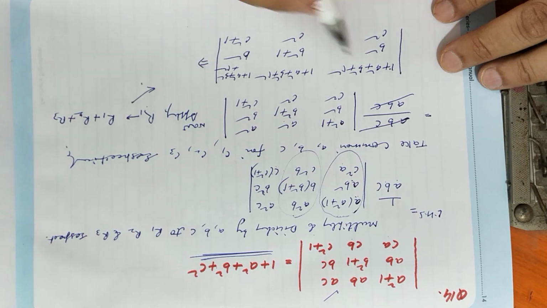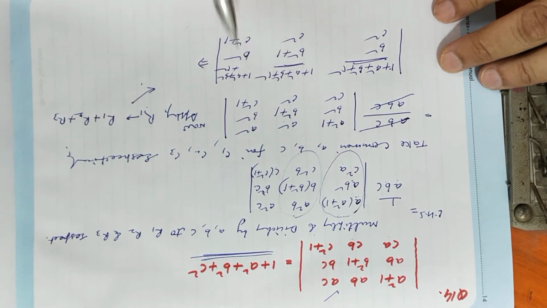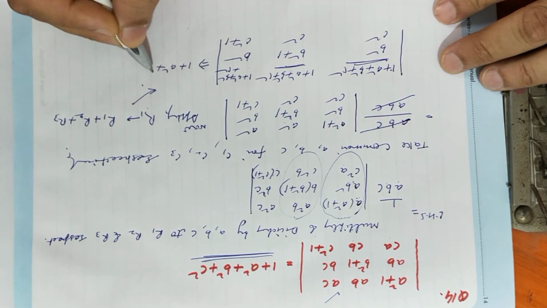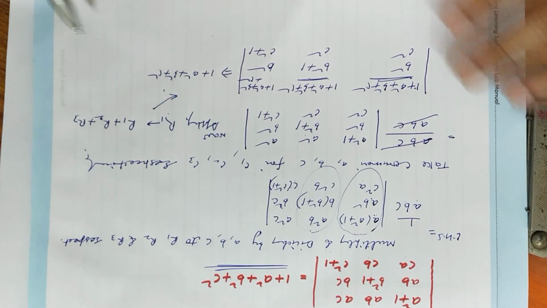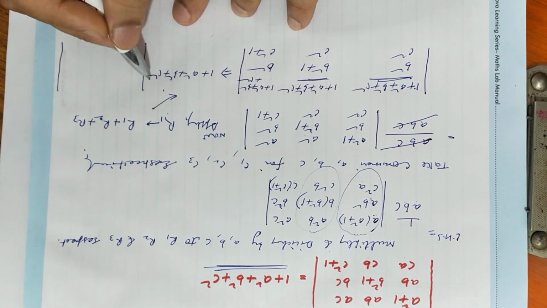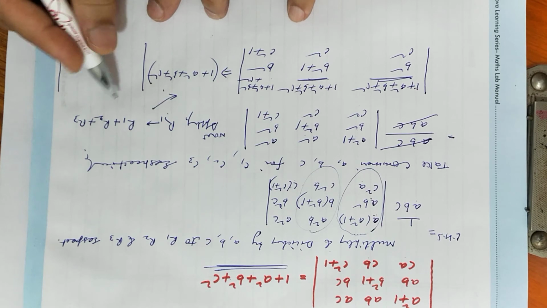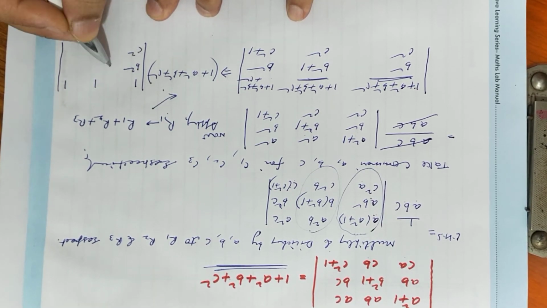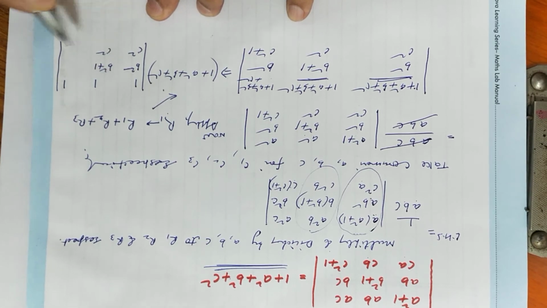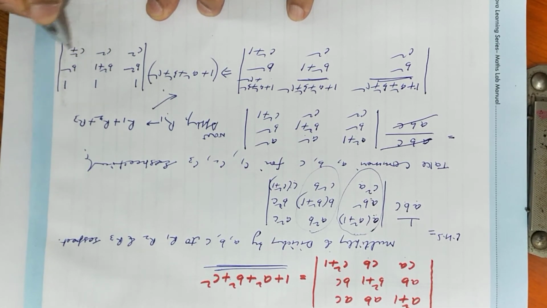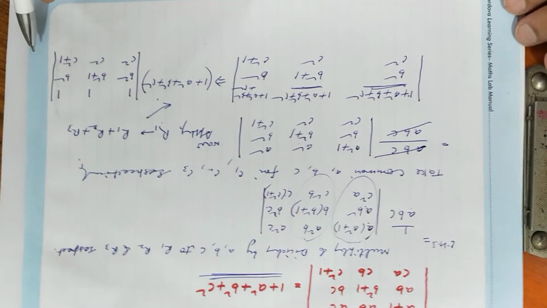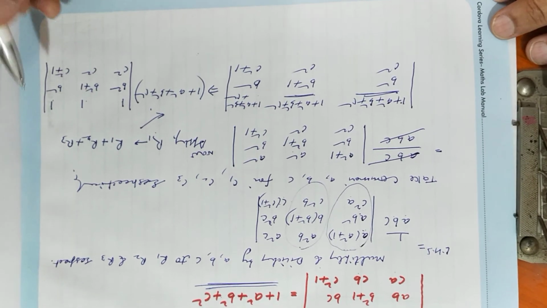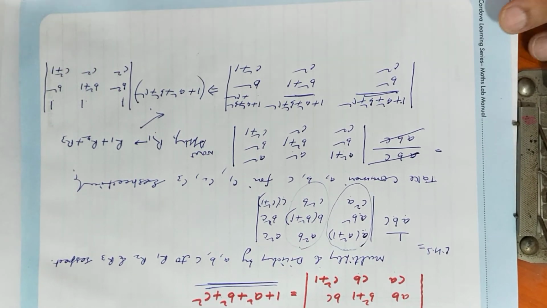Now it is the same. We can take common from R1 this thing, 1 plus a square plus b square plus c square. What is left? 1, 1, 1; b square, c square; b square plus 1, c square; b square, c square plus 1. It is left. Okay, we are getting 1. If we are getting 1, then our 50% problem is solved.